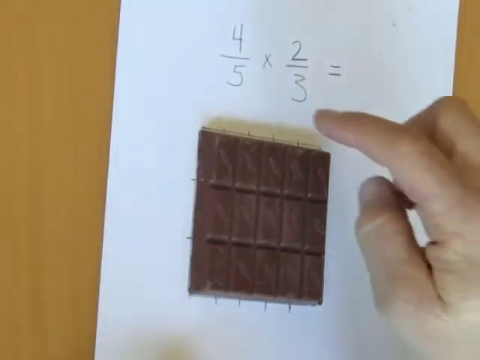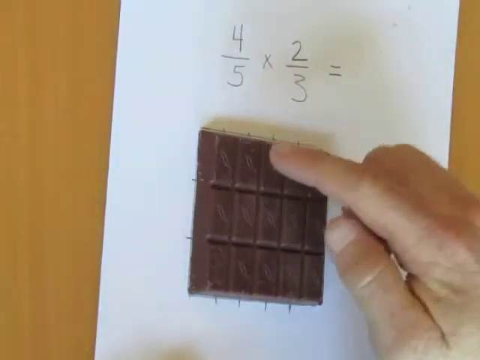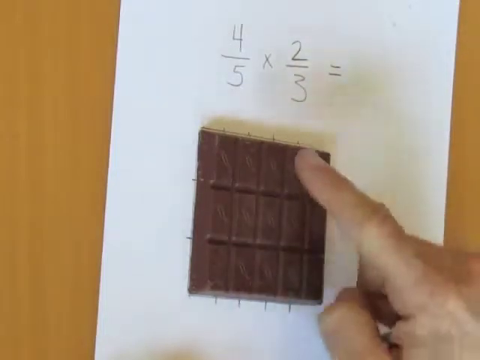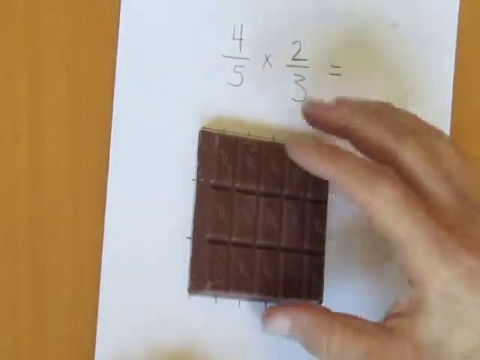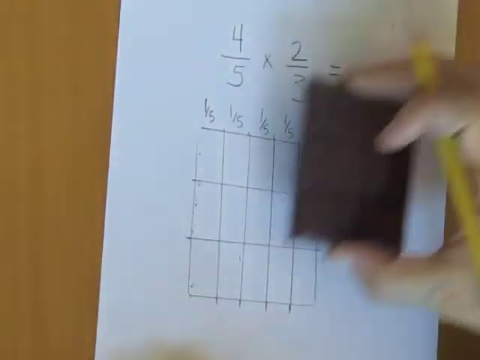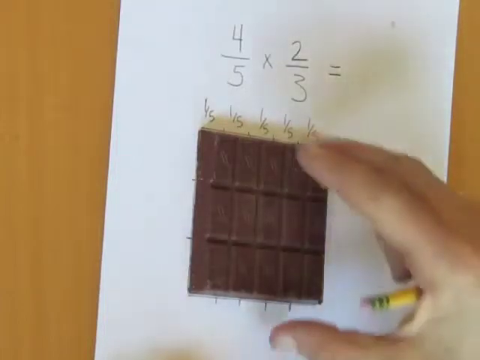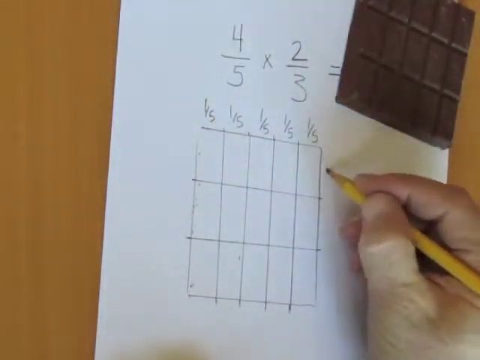This chocolate bar is divided into fifths and thirds, which are the denominators. Here are fifths. 1, 2, 3, 4, 5 equal pieces. So let's label them. And here are thirds. 1, 2, 3 equal pieces. So let's label them.